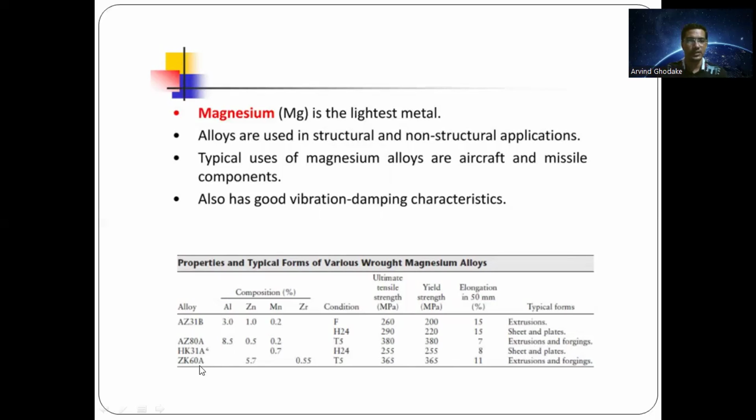The next series is ZK60A. No aluminum is there. Zinc is 5.7, no manganese, but zirconium is 0.55. The condition is T5. Ultimate tensile strength and yield strength are 365 megapascal, percentage of elongation is 11, and the typical forming process is extrusion and forging. So these are the properties and typical forms of the various wrought magnesium alloys.